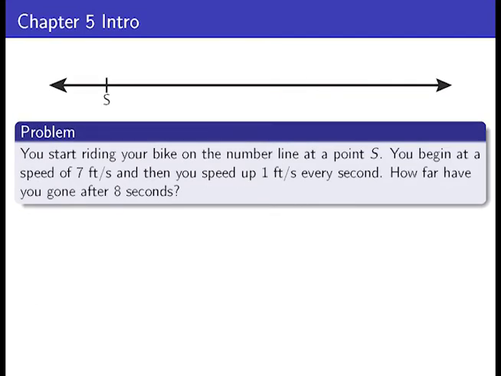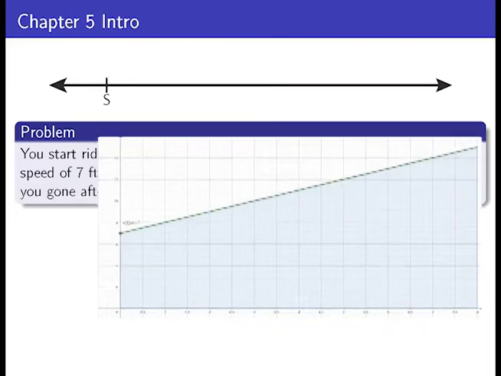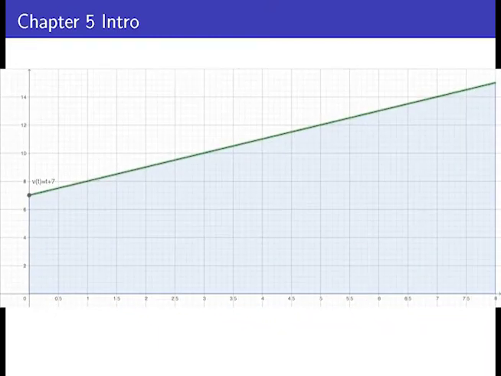Now let's raise the bar a little. Like the previous problem, you'll be gaining speed at 1 foot per second every second. Now let's add that you were going 7 feet per second at the beginning. Try to figure out your total distance traveled over those 8 seconds. To help you, I've included a graph of the velocity. So pause the video now and see if you can figure this one out.